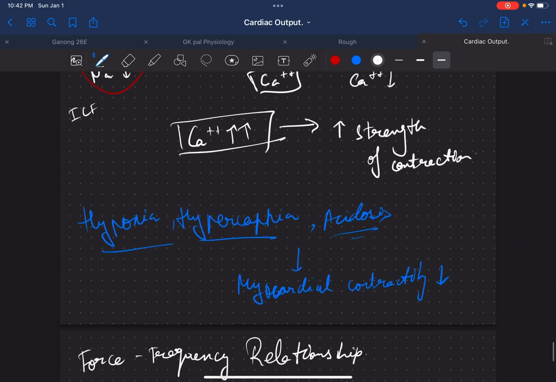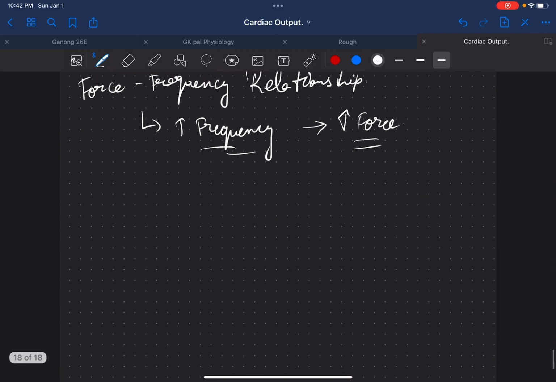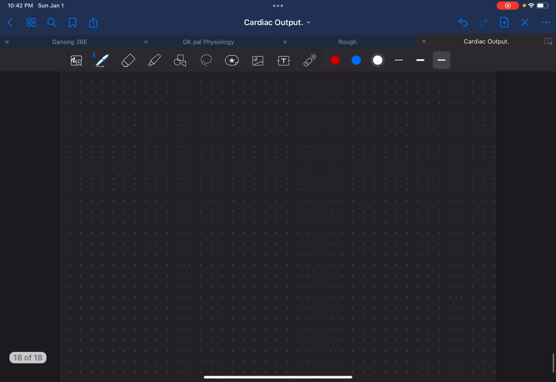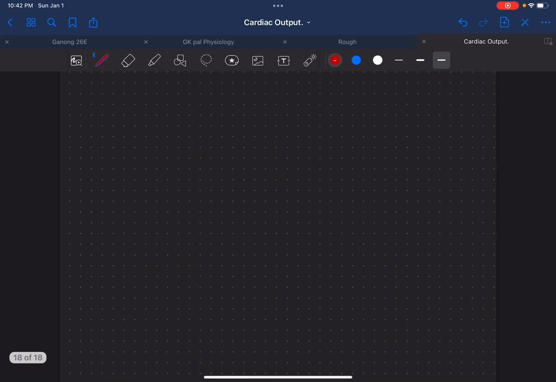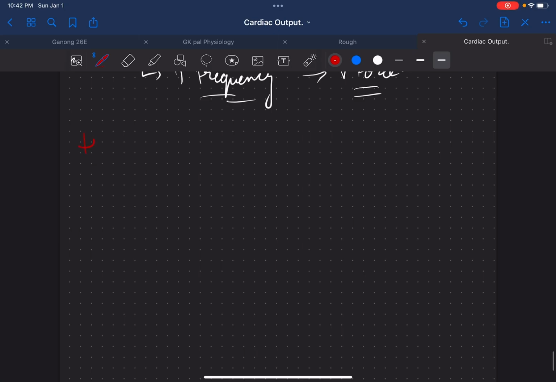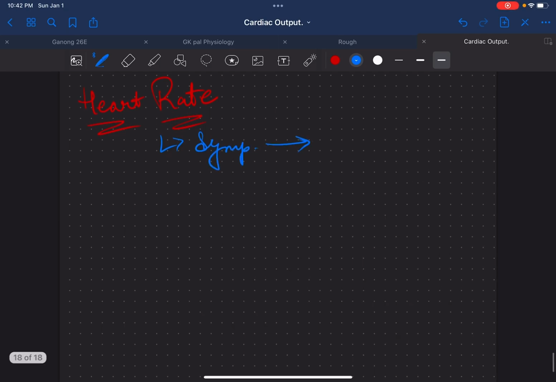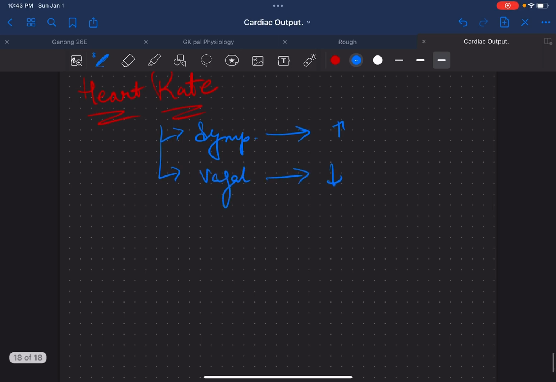So with this, we have come to an end with the factors that affect stroke volume. Now, heart rate. It is actually simple. Heart rate, I have already explained. Sympathetic stimulation will increase it, and vagal stimulation means heart rate will decrease.